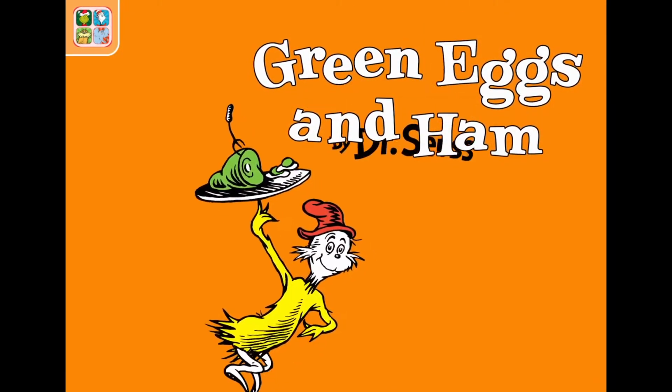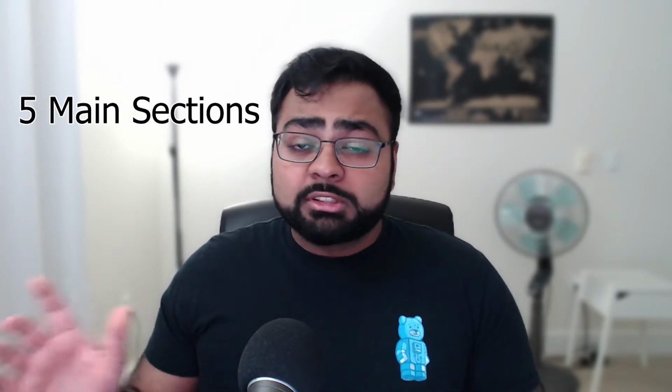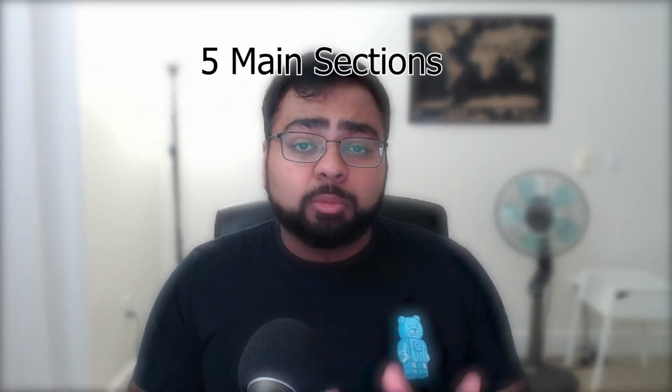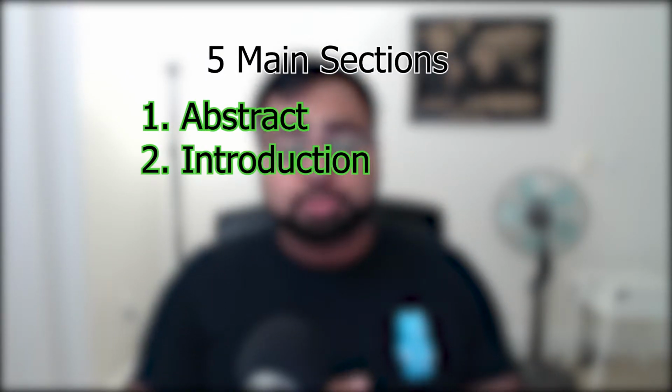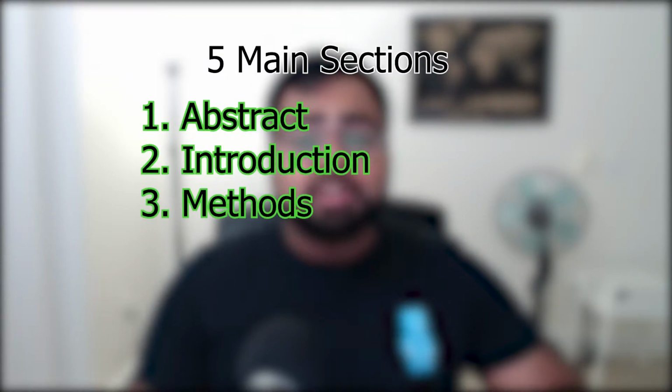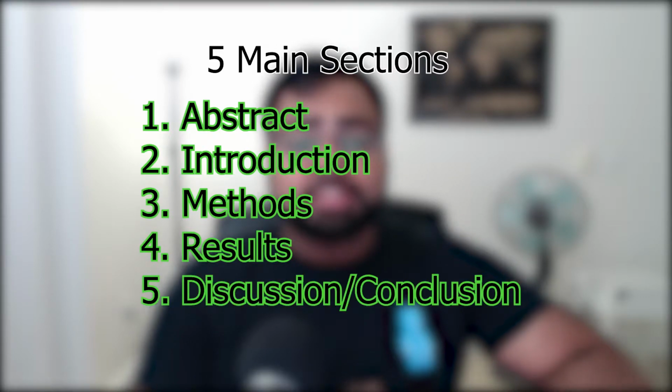And just to show you how simple of a format it can be, we're going to apply the storybook Green Eggs and Ham. It was a story that my parents read to me a lot growing up, and we're going to apply this storybook into the format of a research paper. Now, there are five main sections to a research paper. Some will have more sections, some will have less, all depending on what the research paper is talking about. But typically, you have five sections. Those are one, the abstract, two, the introduction, three, the methods, four, the results, and five, the discussion slash conclusion. Let's go through them in order.